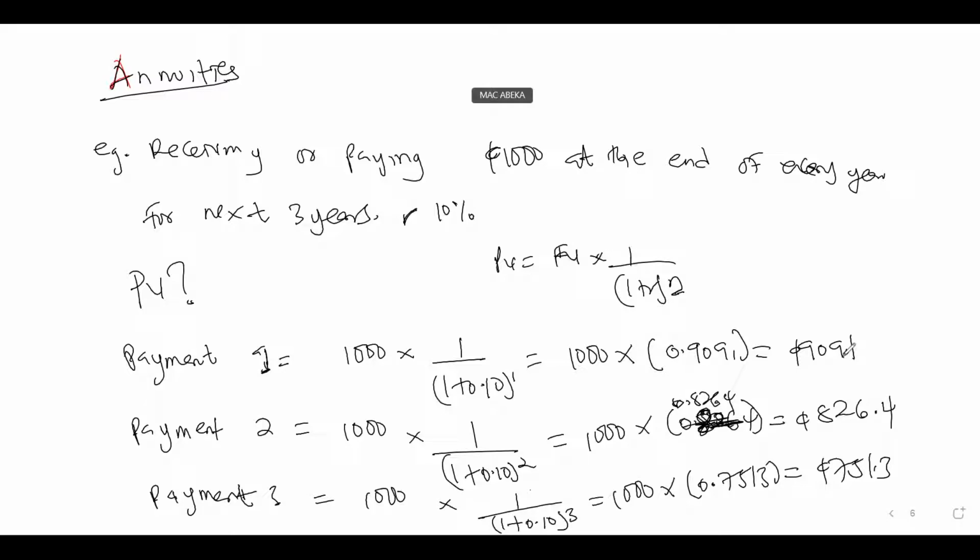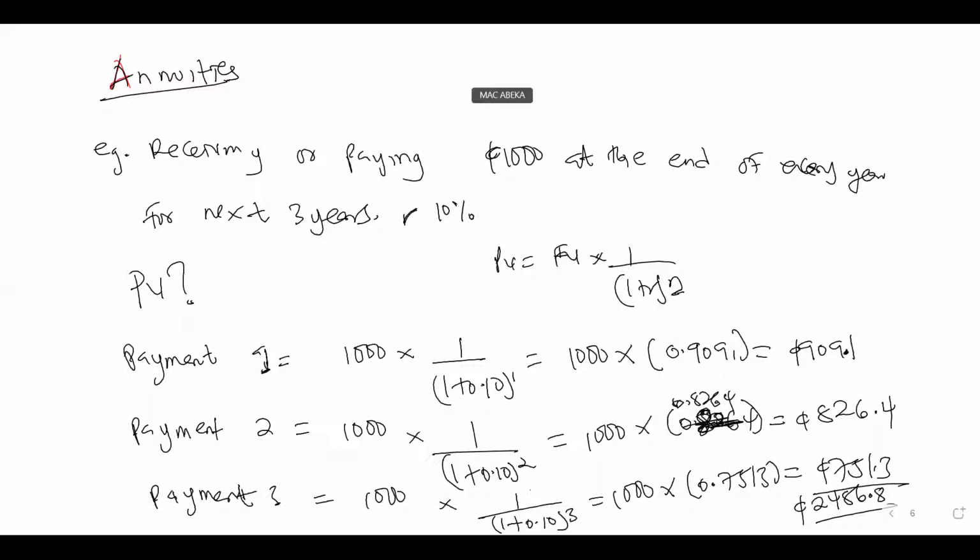Now all these monies have been converted into present value. So let's add all of them, because all of them are in present value terms now. All of them are in the same time zone. So everything is now 2,486.8.